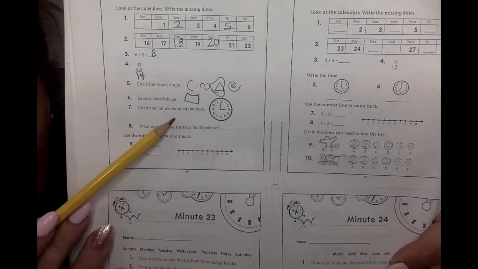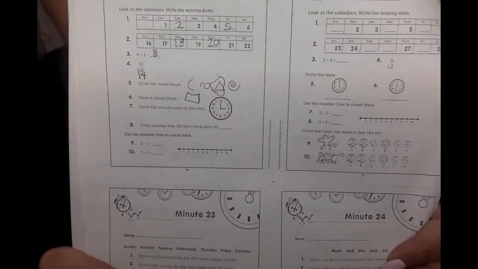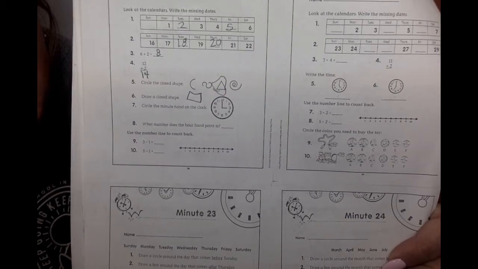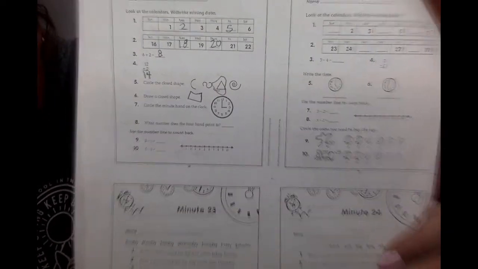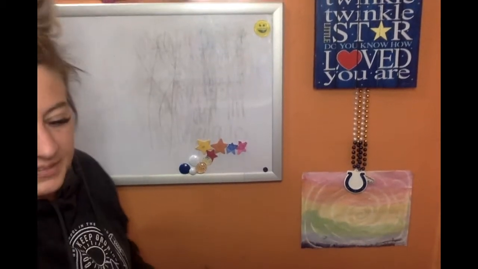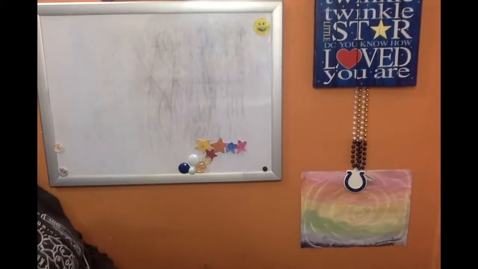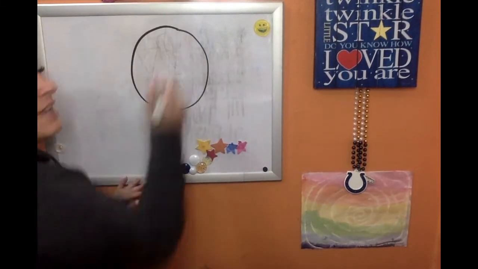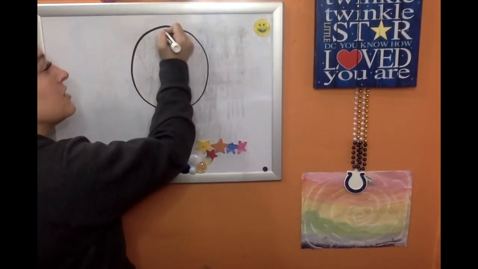Circle the minute hand on the clock. Now, remember how when we did the money, it was just fun? Telling time is just fun too, but I'm going to show you up here on my board, okay? So we have a clock. Remember our clock in our classroom? It's shaped like a circle, and there's numbers on it.